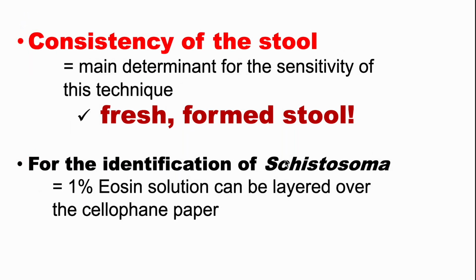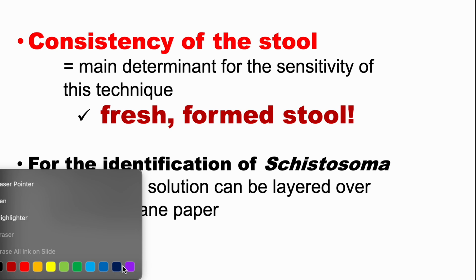How about the main determinant of the sensitivity of the Kato-Katz technique? It's the consistency of the stool. It should be fresh and formed stool, not watery, not diarrheic, not mushy. The tendency of this technique, class, is that drier stools usually yield higher counts than moist ones.